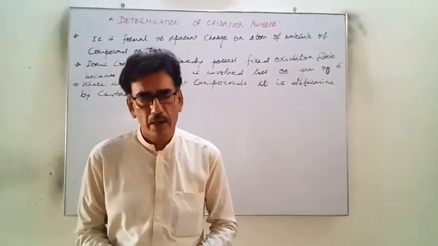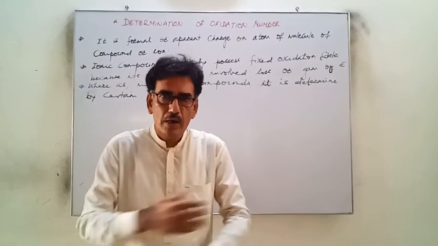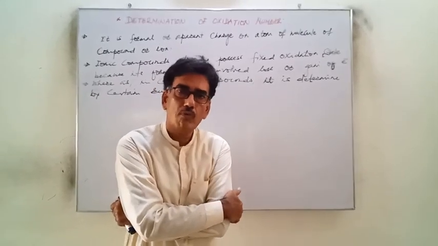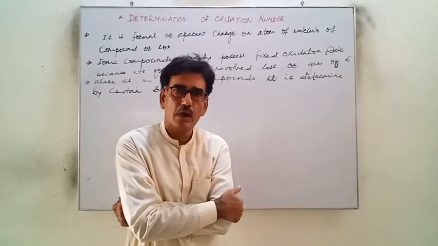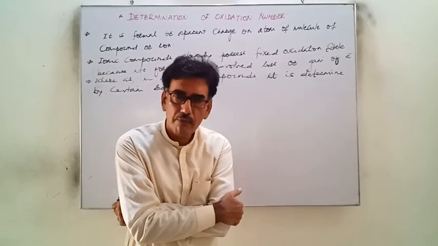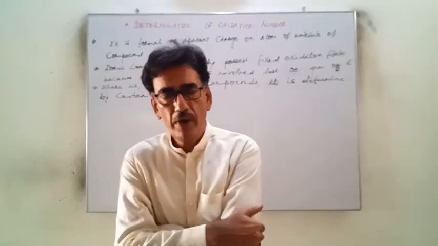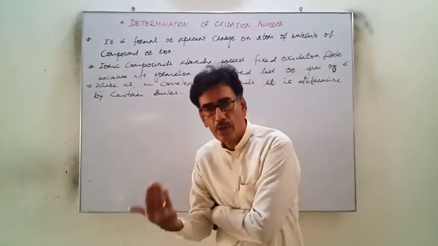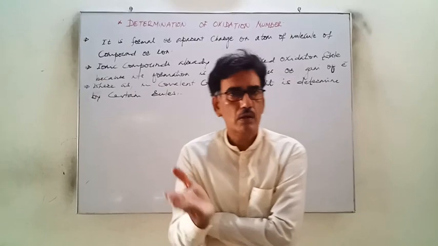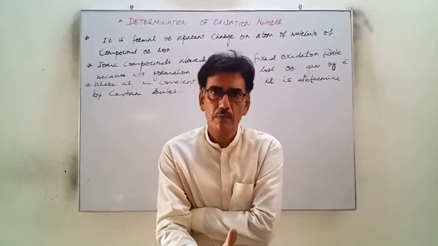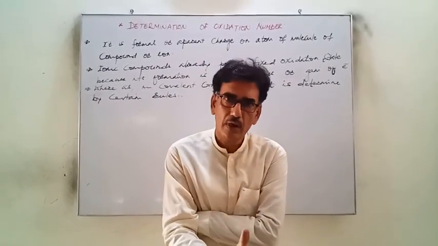So what do you mean by that? Why do we say it is a formal charge? Why do we say it is just an apparent charge? Because it is not a fixed charge. Whenever we have ionic compounds, in those ionic compounds you can find the formation of ions by the loss or by the gain of electrons.